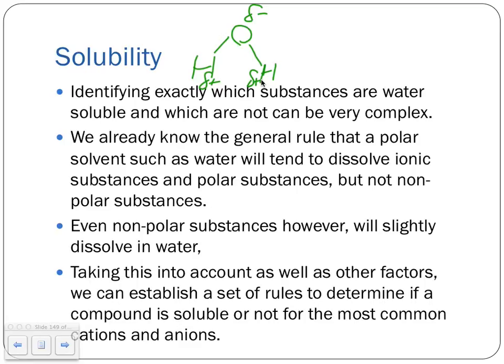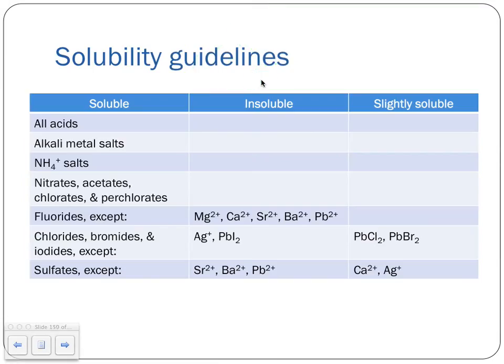And so if we take this into account, as well as some other factors that can also make a difference in terms of whether or not things dissolve, we can establish a set of rules that will tell us if a compound is soluble or not for the most common cations and anions whenever they are placed in water. And so let's take a look at these rules here.